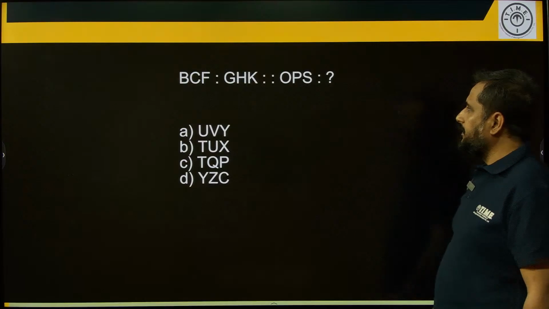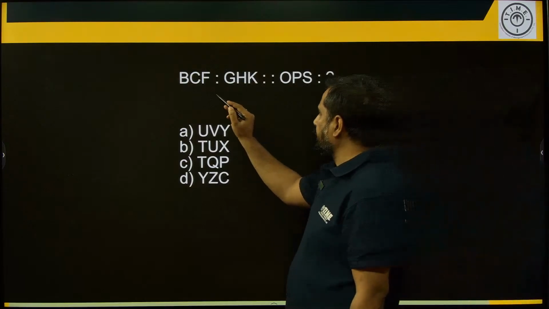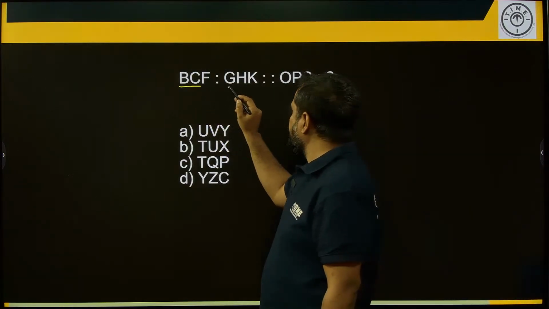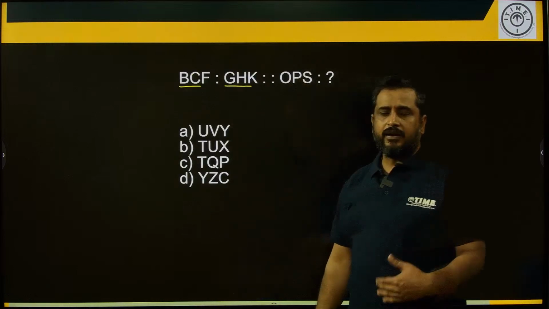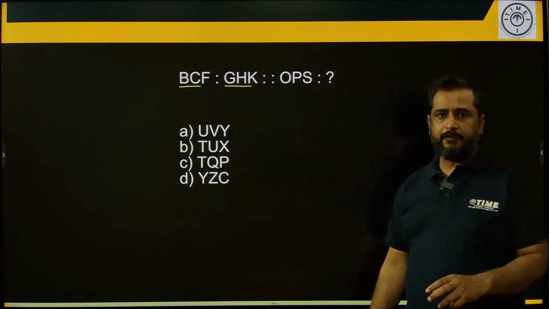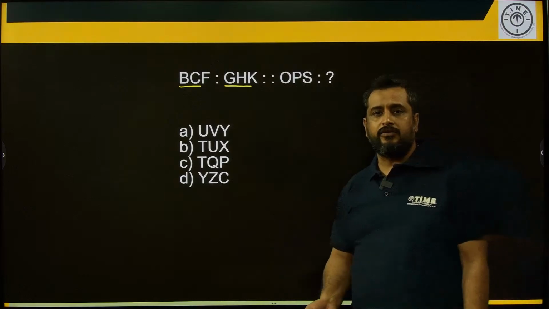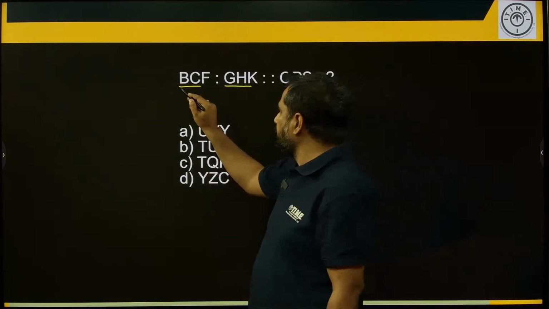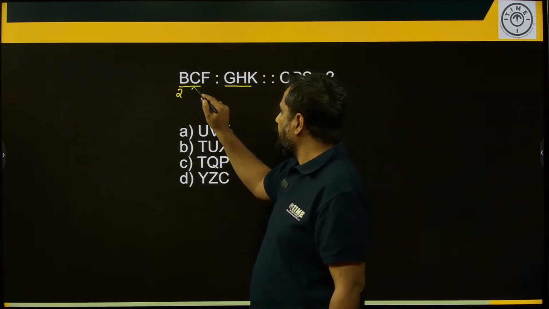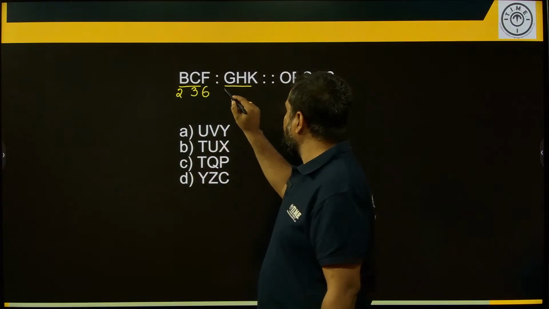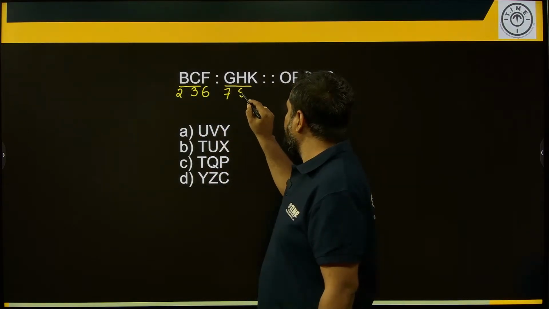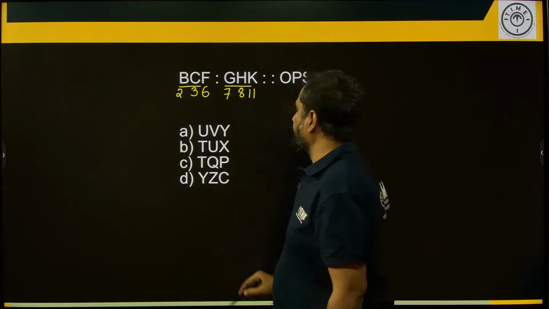Right. BCFGHK. Clearly, it is visible that the letters in the first cluster and the second cluster are different. Then you may try for mathematical logics, addition, subtraction, and by writing the position values of the letters. B position value is 2, C position value is 3, F position value is 6. Similarly, G position value is 7, H position value is 8, K position value is 11.